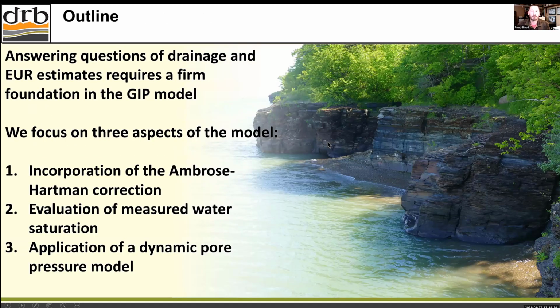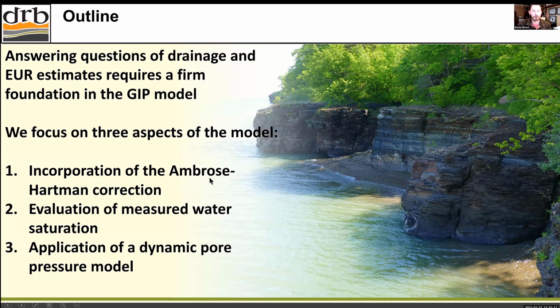But to answer any of those drainage volume, EUR issues, all those sorts of things, we need to have confidence in our gas in place models. And that was one of the big problems: whether right or not, we were losing confidence in those gas in place models and whether or not they were accurately representing what was going on. So we took some effort into trying to modify this. And what I wanted to do in this talk is focus on the three main aspects of the model that we've focused on.